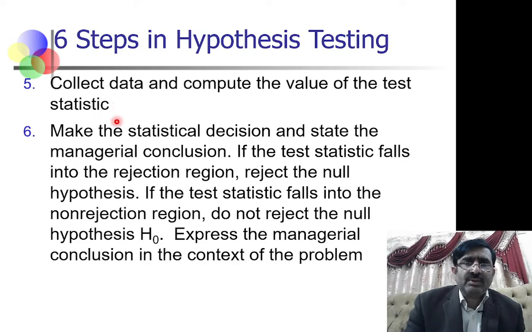After finding the Z-score, the next point is the decision. Remember that if the test statistic is inside the rejection region, we will reject the null hypothesis, because otherwise 95% or strong relationship are coming toward the alternate. That's why we reject it. If the test statistic falls into the non-rejection region, then definitely we will not reject H0.